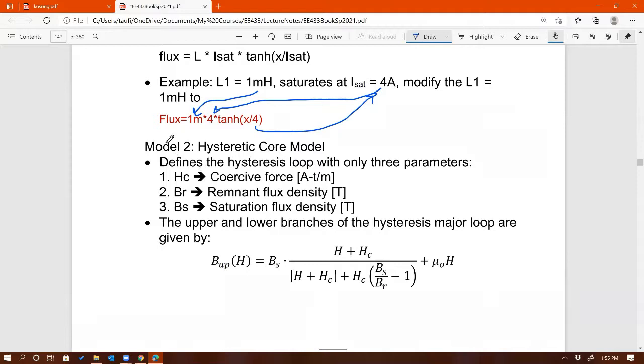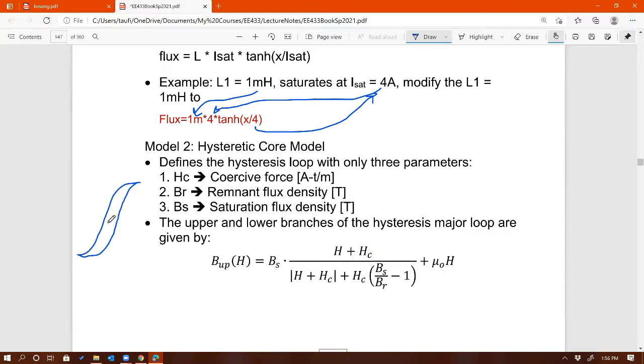The second model is more complex, more comprehensive. The hysteretic core model defines the hysteresis loop with only 3 parameters. With this model, you want the behavior of the core, as you are applying voltage and injecting current into this inductor, to follow a certain BH curve, that BH curve that you've seen so many times. So it follows this curve.